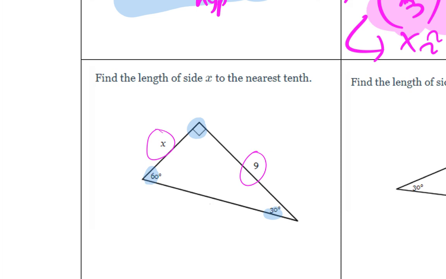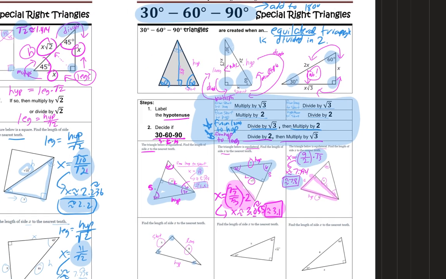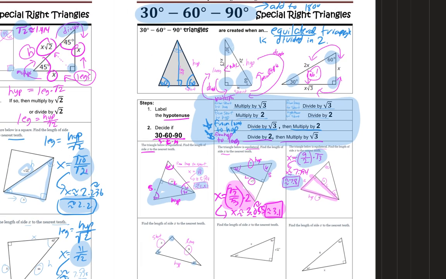Let's label our sides. This is going to be the hypotenuse. This is going to be the short leg, and this is going to be the long. So if we know that, we're going from the long to the short. From long to short, we're just going to divide by the square root of 3.